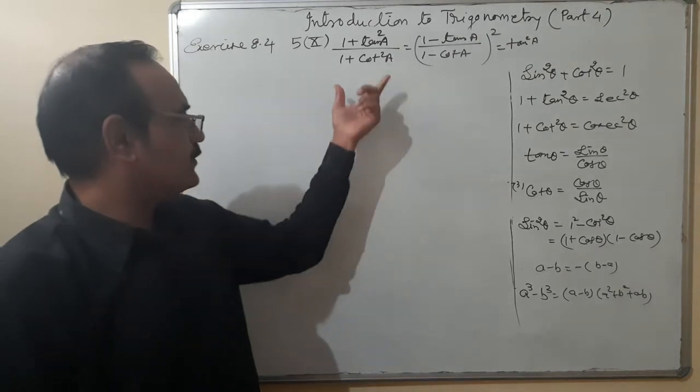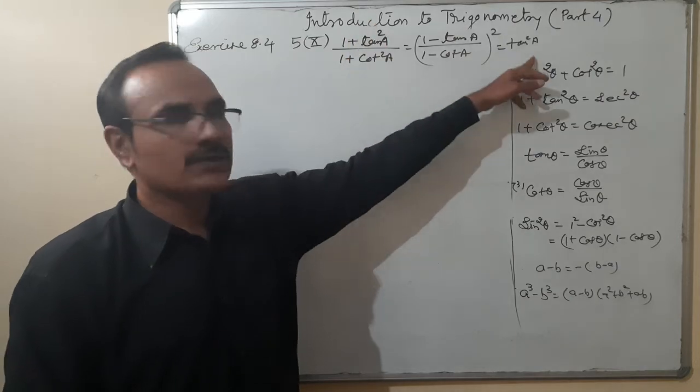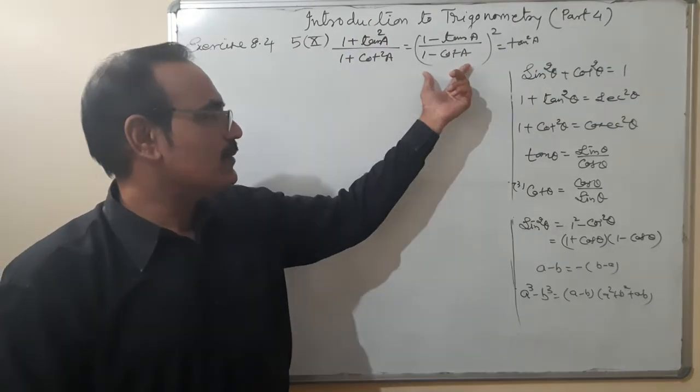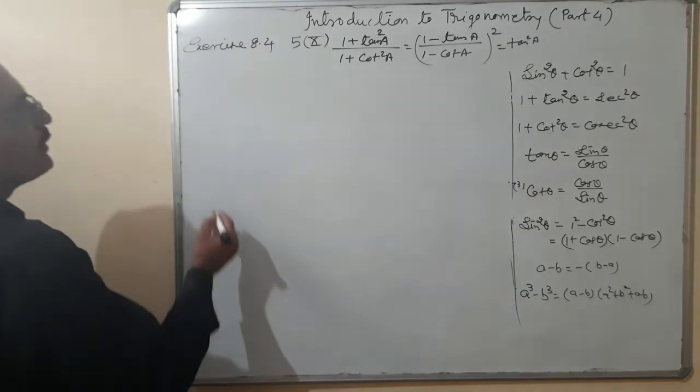Here we can do one thing. First I am taking this term, 1 plus tan square A upon 1 plus cot square A, to be proved equal to tan square A. Then we'll take the middle term and prove it equal to tan square A. Then all these three terms are equal. Okay.